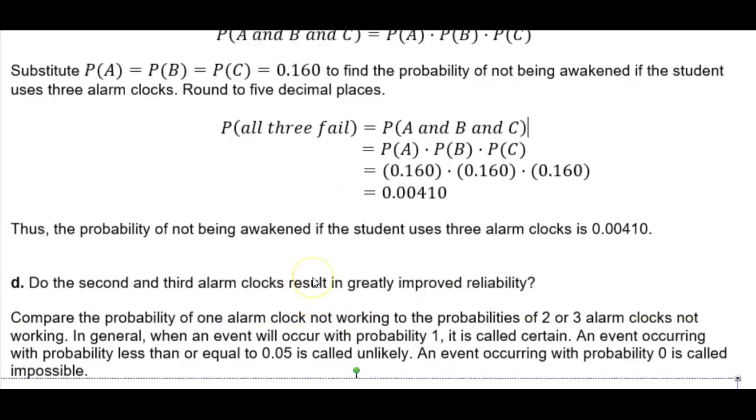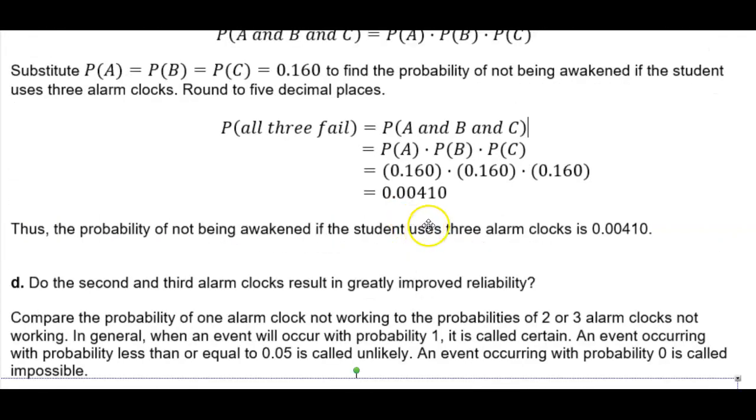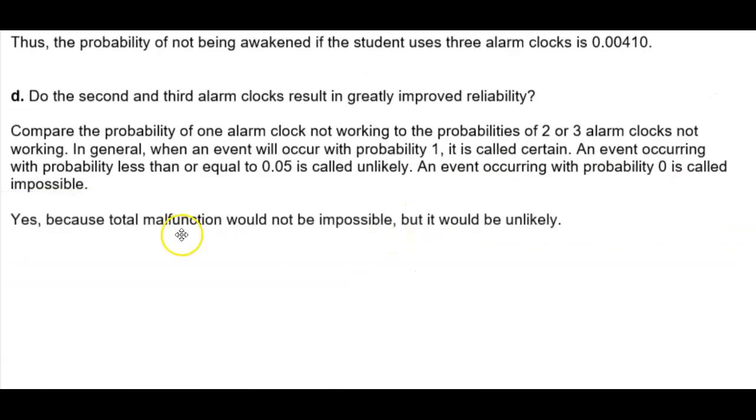So if we take a look at the second, this is less than 0.05, and this one is also less than 0.05. So therefore we would say yes, because a total malfunction will not be impossible, but it would be unlikely.